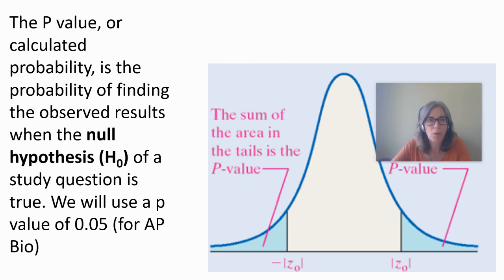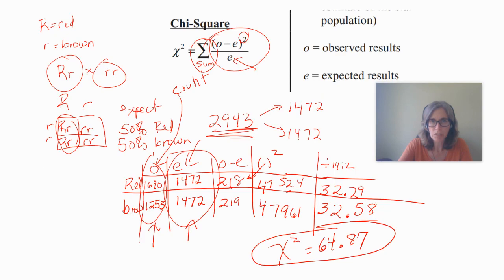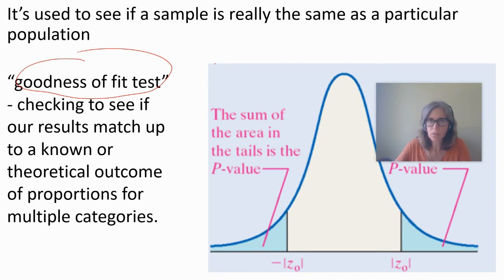This is a calculated probability. It's a probability of finding the observed results when the null hypothesis of a study question is true. So when we, back in this problem where I said there were, what was it, 1472, so 1472 should have been brown-eyed or whatever.